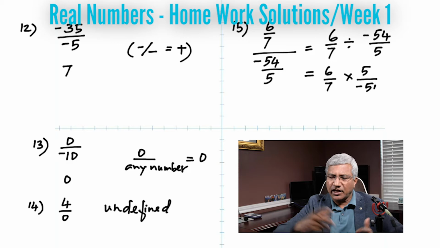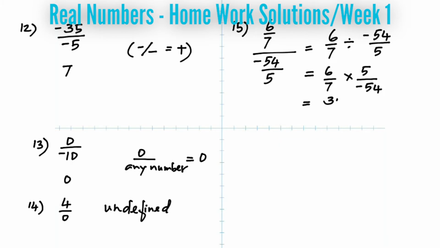Okay? And then, as usual, multiply 6 times 5, 30, and then multiply 7 times negative 54. So you've got 30 there, and then negative 378, and then divide or simplify. It becomes negative 5 by 63, because a positive divided by a negative is a negative. So that's negative 5 by 63.